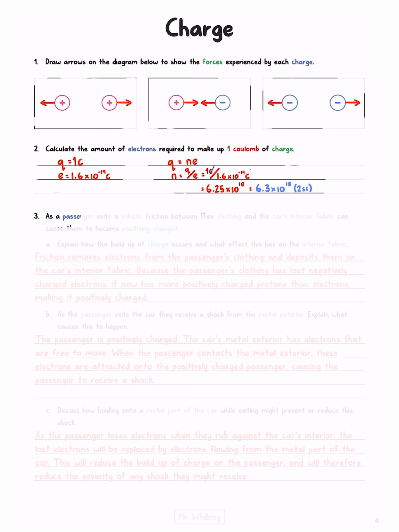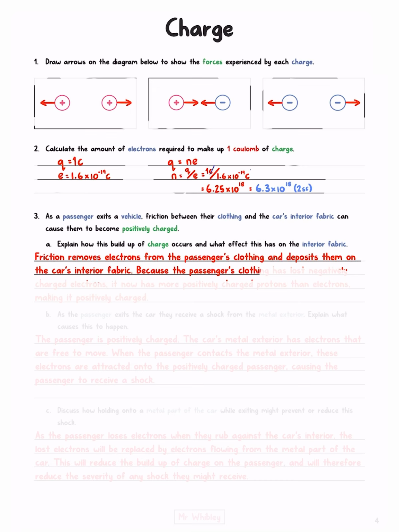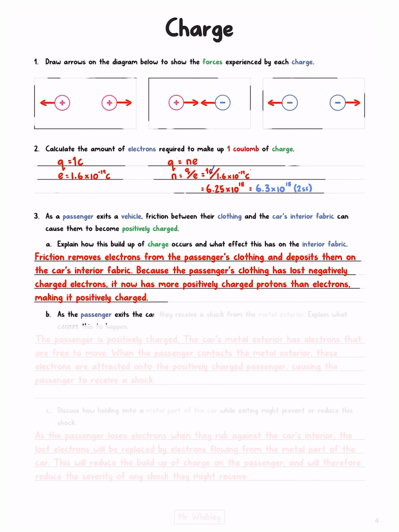Question 3. As a passenger exits a vehicle, friction between their clothing and the car's interior fabric can cause them to become positively charged. Explain how this buildup of charge occurs, and what effect this has on the interior fabric. As our passenger is exiting the vehicle, friction removes electrons from the passenger's clothing and deposits them on the car's interior fabric. Because the passenger's clothing has lost negatively charged electrons, it now has more positively charged protons than electrons, making it positively charged.